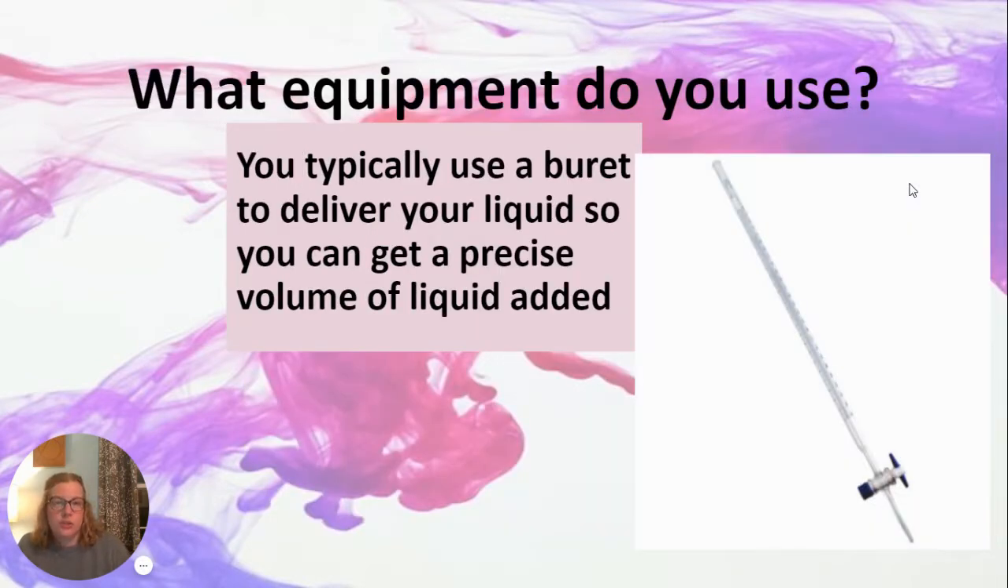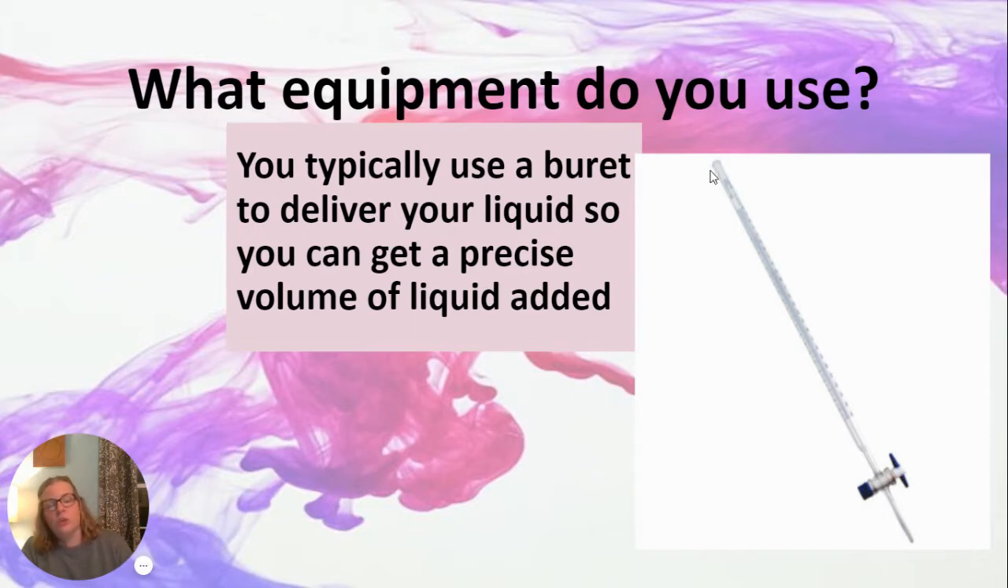For your titration, the most common piece of equipment that you're going to use is something called a burette. A burette is a very precise chemical delivery system. It is set up, and I'll show you in the next slide, with milliliter graduations and then 1/10 of a milliliter graduations in between. So it's incredibly precise because you can get things down to 2 decimal places when we're talking about volumes.